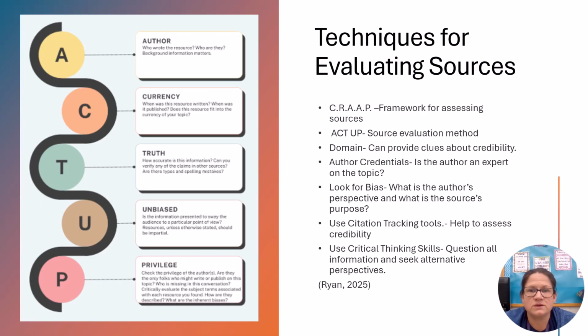Techniques for evaluating sources are, again, the CRAAP method, which is a framework for assessing sources. ACT UP, which is another source evaluation method. Checking the source's domain, it can provide clues for credibility. Author credentials, is that author an expert on the topic? Now look for bias. What is the author's perspective and what is the source's perspective and purpose? Use citations tool. They help you to assess credibility also. And use critical thinking skills. Question all the information that you come across and see if there are different perspectives on that topic.